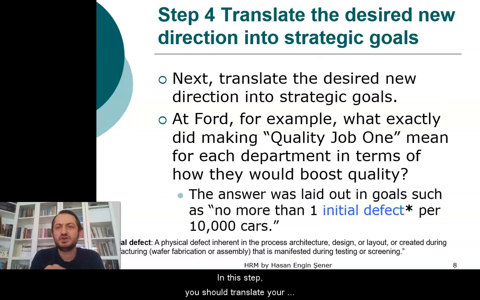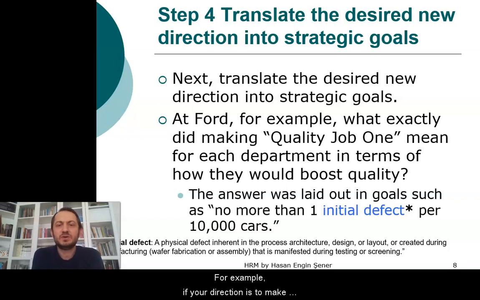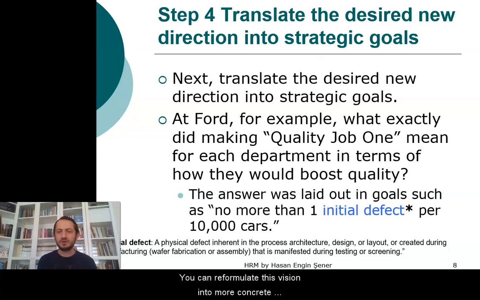Fourth step, you should translate your desired new direction into strategic goals. That means you should translate your mission and vision into strategic goals and objectives. For example, if your direction is to make quality job 1, then you should define this. What do you mean by quality job 1? For Ford, for example, you can reformulate this vision into more concrete terms. For example, I will produce Ford cars with no more than one initial defect per 10,000 cars. Now it is more concrete, and I translated my vision into a strategic goal and objective.